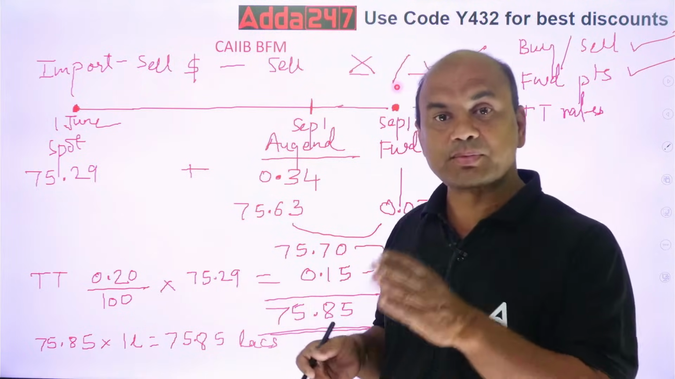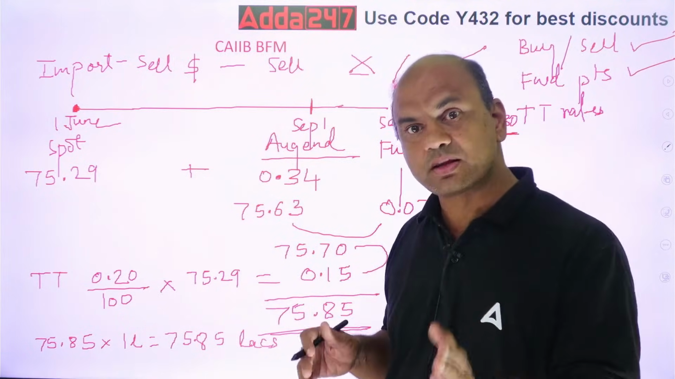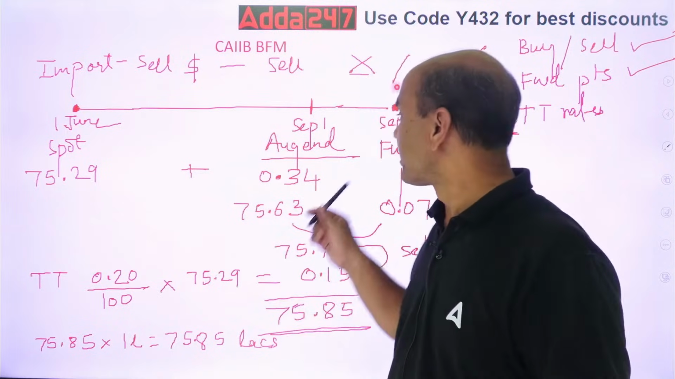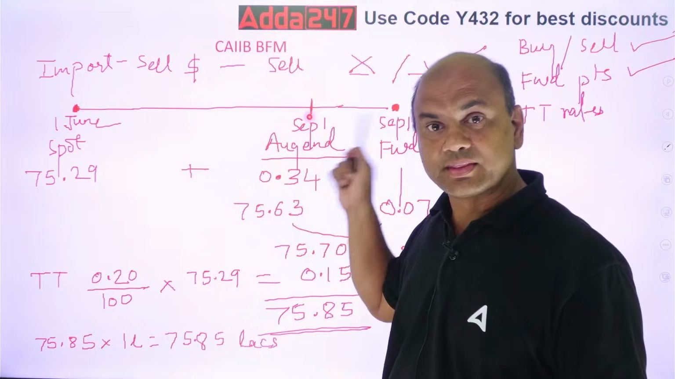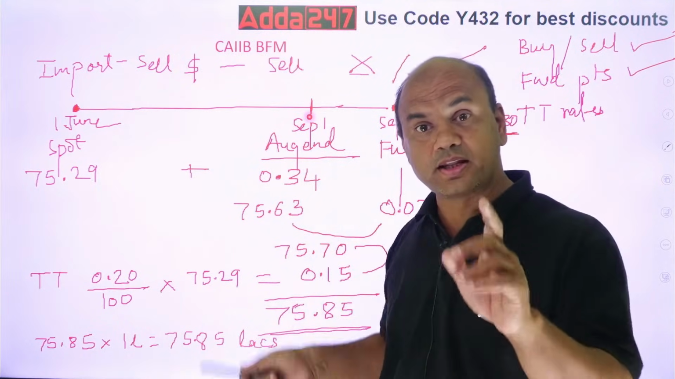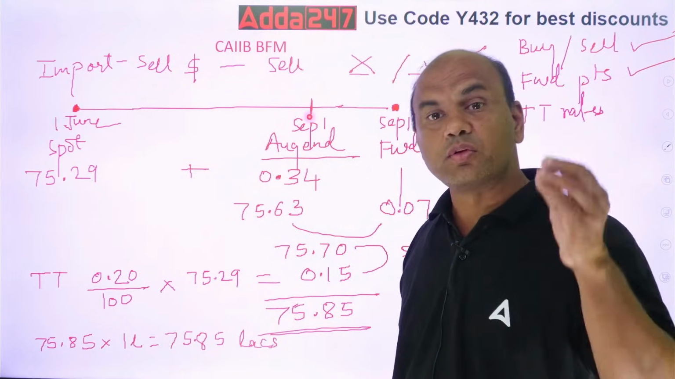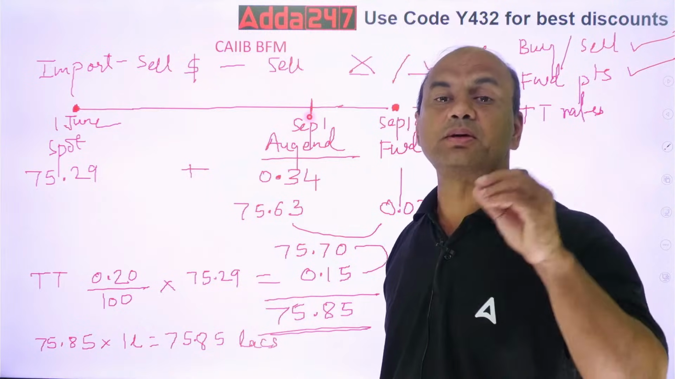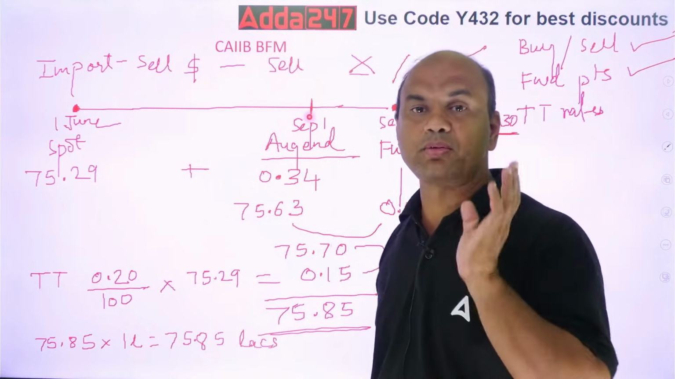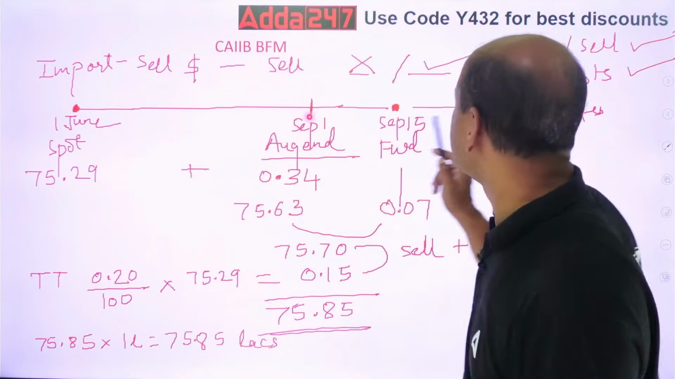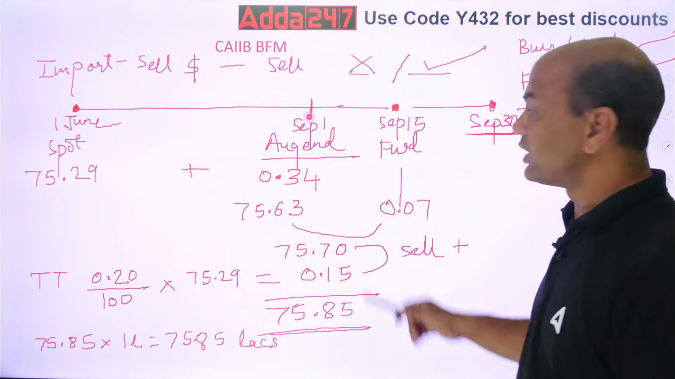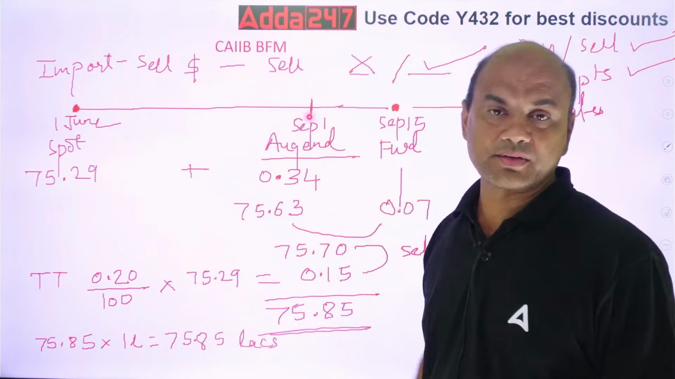Now whenever I have to book the rate for September 15th, I'll have to see two parts. One is September 1, starting of the month, and ending of the month. That month, don't focus on any other month. If you want September 15th, focus on September start, September end. Now what is the rate for September start?